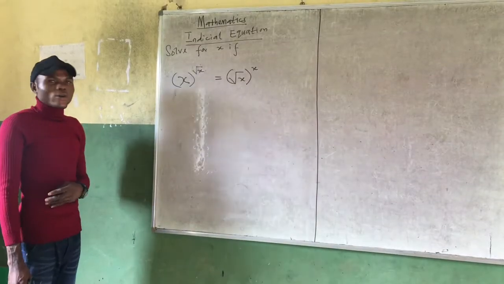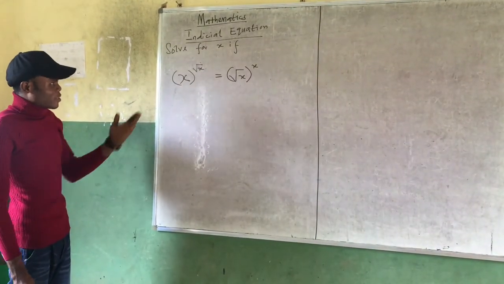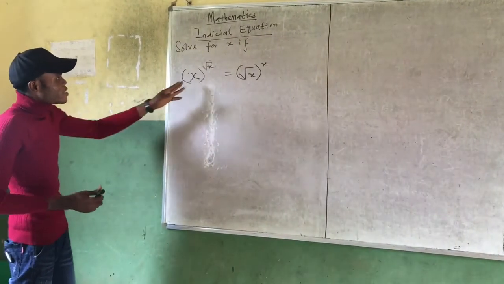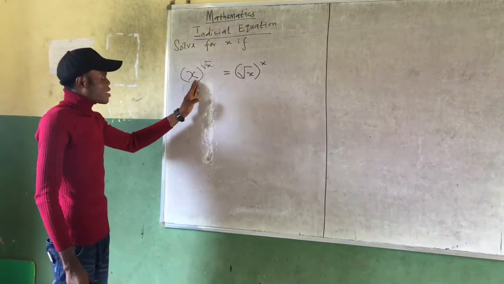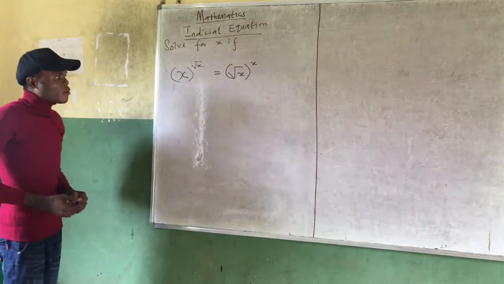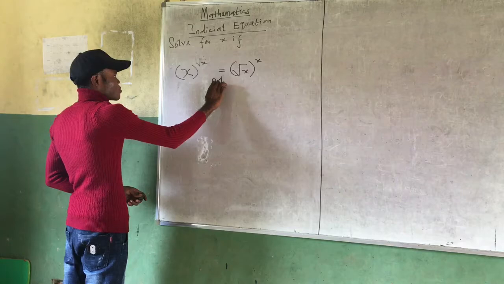Maybe looking at this question, you will become frightened, but there's no problem. So let us work it out. We need the value of x that will make this left hand side equal to this right hand side. What must be the value of x? So how do we work it out? Solution now.